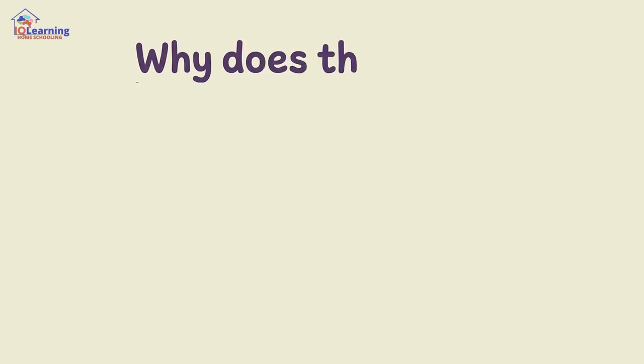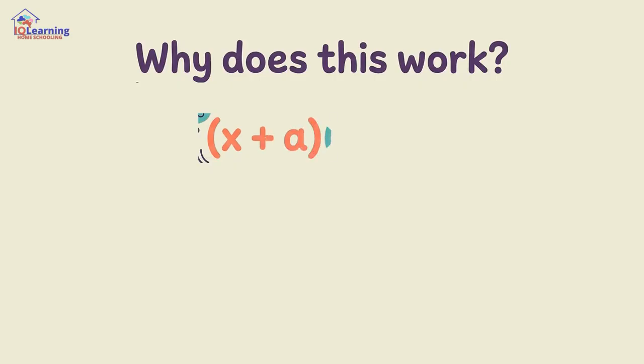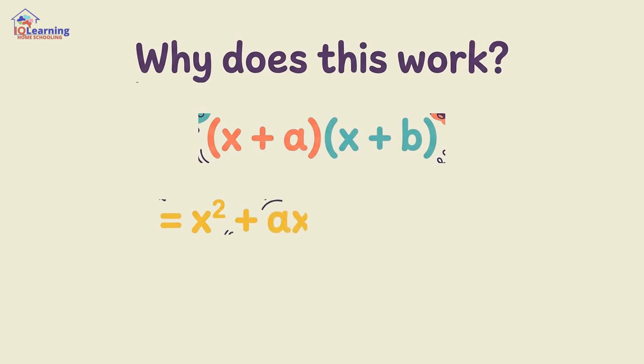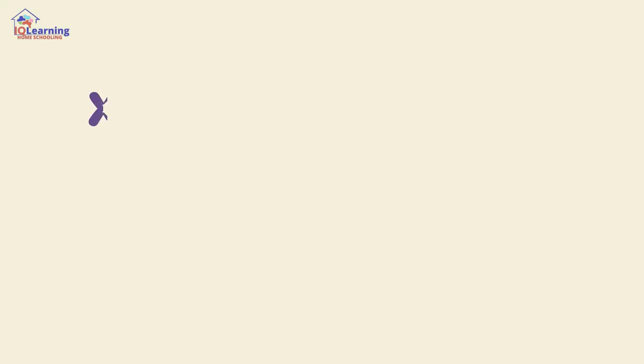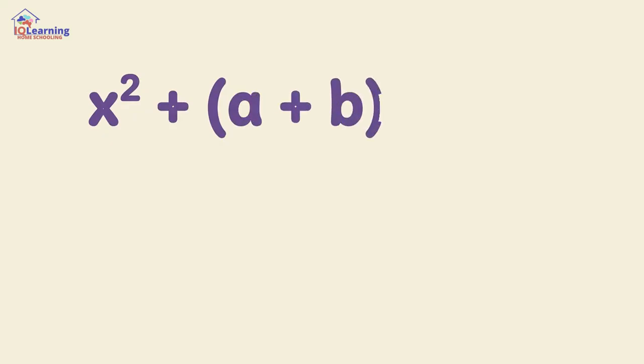Why does this work? Let's look quickly at what happens when brackets expand. Suppose we have (x + a)(x + b). When we multiply, we get x squared plus ax plus bx plus ab. Then the middle terms combine, so ax plus bx becomes (a + b)x. That gives us x squared plus (a + b)x plus ab.